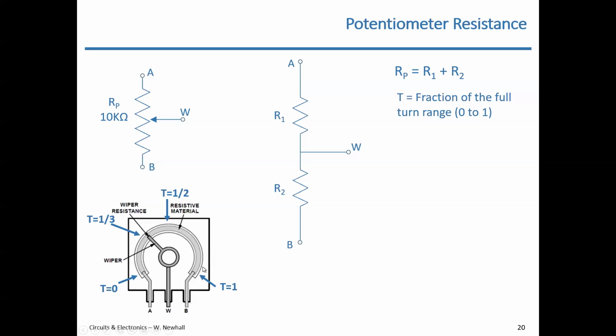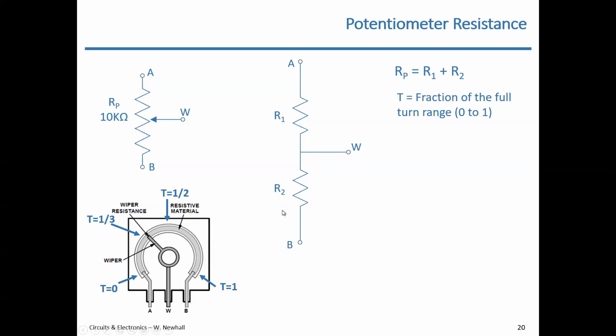It depends on how the potentiometer is laid out physically and how the terminals are connected. But this lets you assign a parameter that represents the fraction of the turn from nothing to full scale on this potentiometer.